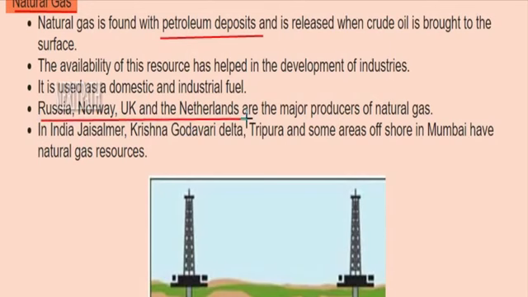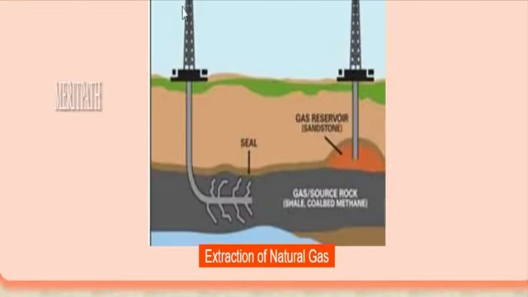In India, natural gas is mostly produced in Jaisalmer, Krishna Godavari Delta, Tripura and some areas offshore in Mumbai. Now, here is the picture which shows the extraction of natural gas, and how natural gas is extracted with the help of a gas reservoir.